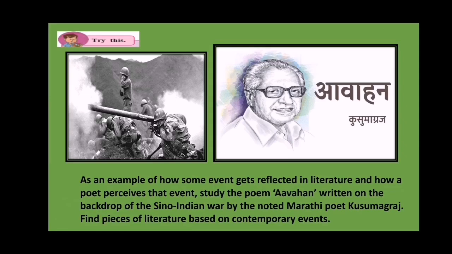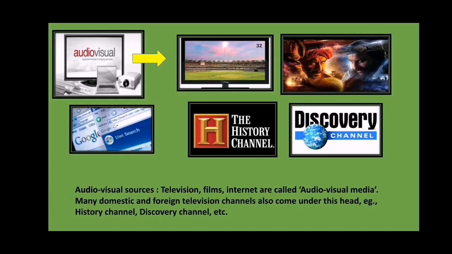Now here is an example of how some event gets reflected in literature and how a poet perceives that event. Study the poem written on the backdrop of the Sino-Indian War, the war between India and China that took place in 1962, by the noted Marathi poet Kusumagraj. Find pieces of literature based on contemporary events. Again, the contemporary present.